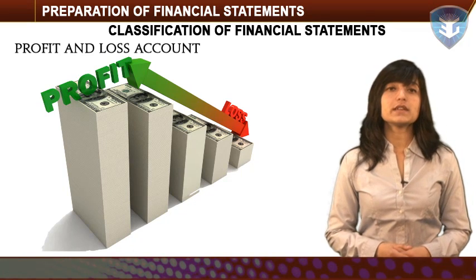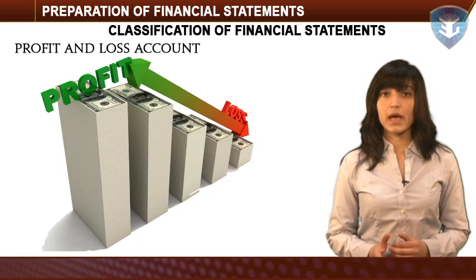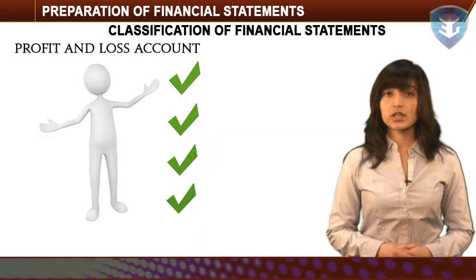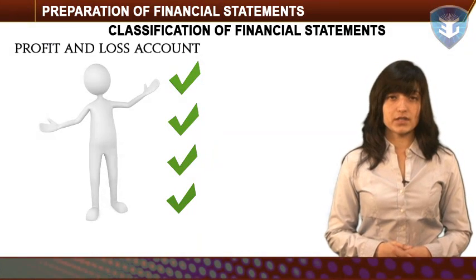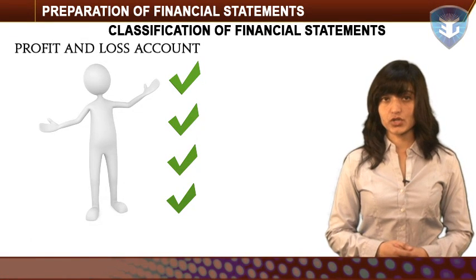Need to debit all the expenses. Require to credit all the incomes. Consider the balance amount, if any, as profit or loss. The main objectives of the profit and loss account are as follows. Determining net gain or loss of an organization.